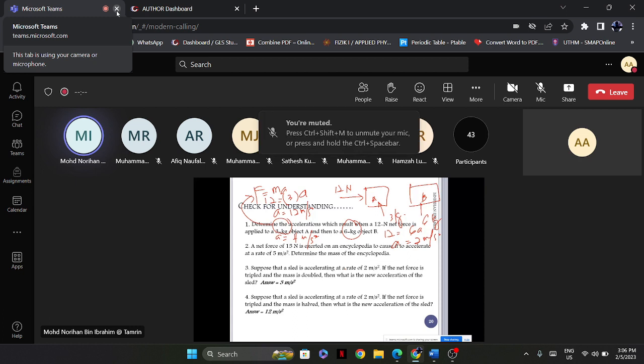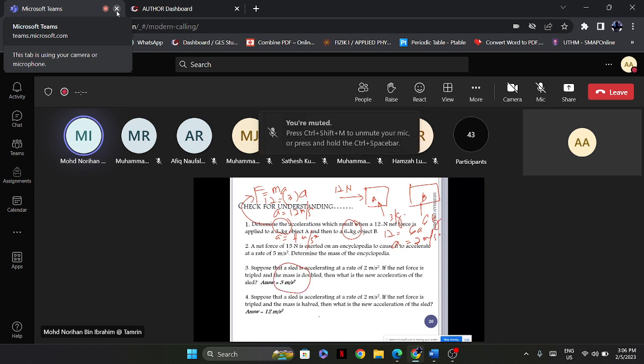Okay, I give you the answer for the third one. The third one is suppose that the sled is accelerating at a rate of 2 meters per second square. If the net force is triple and the mass is double, then what is the new accelerations of the sled? So the answer is number 3, 3 meters per second square.